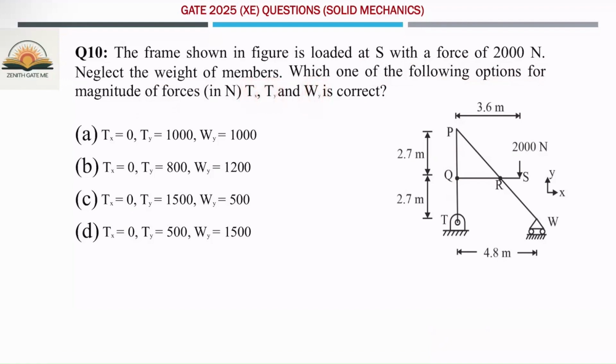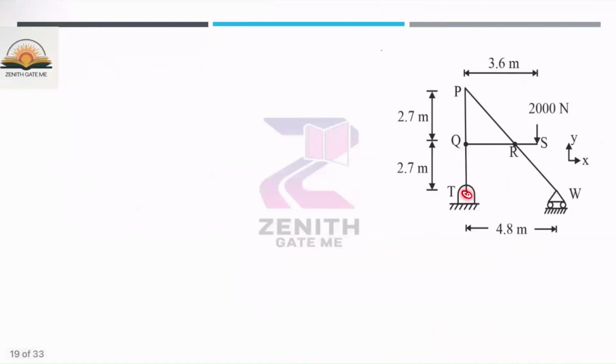So you have to calculate basically what will be the reaction at this hinge joint as well as this roller. There are four options given. What you will do in this type of problem, first of all, you will draw the free body diagram. That means you will apply the different reactions acting at this point as well as at this roller support. And you know that at the hinge joint, there will be two reactions. Let us suppose I'm assuming the reaction here is Ty and this will be Tx, and here is nothing but Wy.